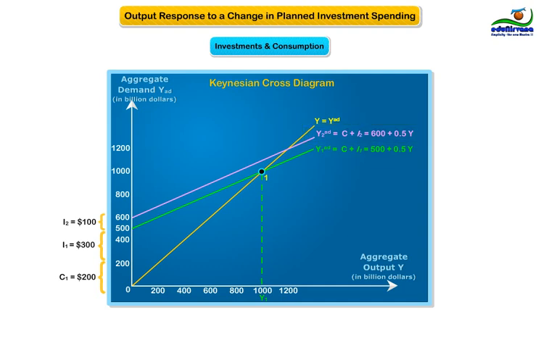Aggregate demand now equals output at the intersection of Y2 AD with the 45-degree line Y is equal to Y AD. As a result of the $100 billion increase in planned investment spending, equilibrium output rises by $200 billion to $1,200 billion, that is Y2. For every dollar increase in planned investment spending, aggregate output has increased twofold.